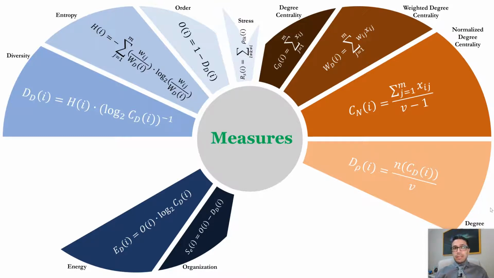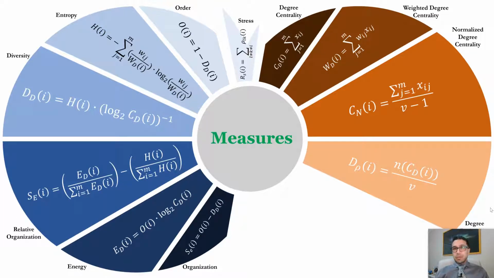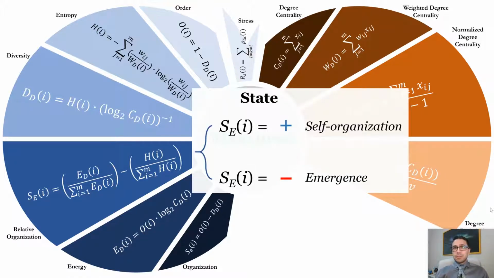However, diversity in a network with many 1-degree vertices can be undefined. As a result, it's better to use relative organization, which is normalized energy minus normalized entropy. Using relative organization, we can come up with 2 states for every node. Either a self-organization state, which means that the node has higher energy compared to entropy, or an emergence state, in which the node has higher entropy compared to energy level.